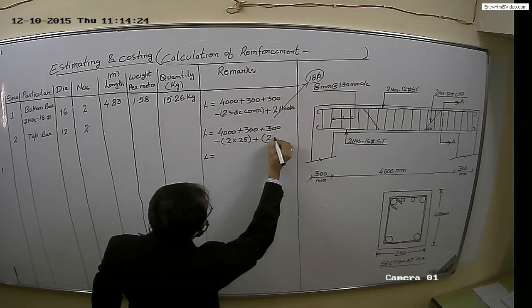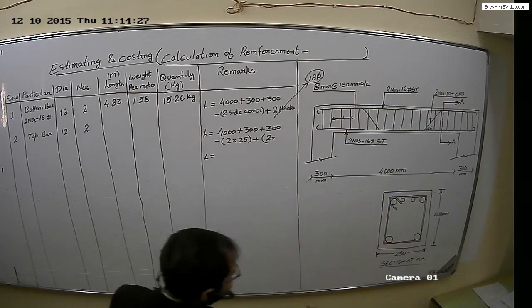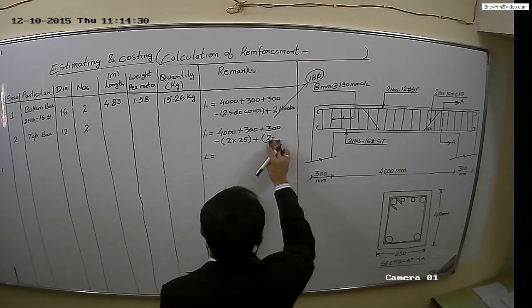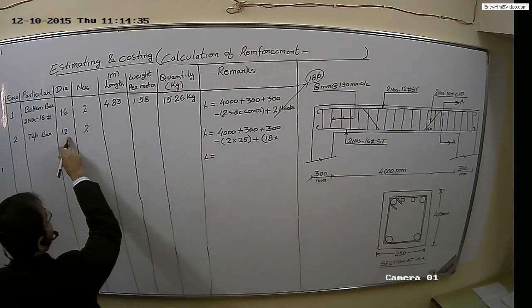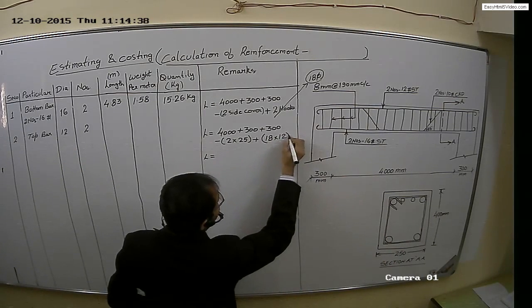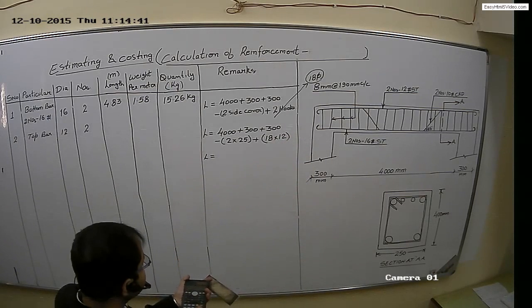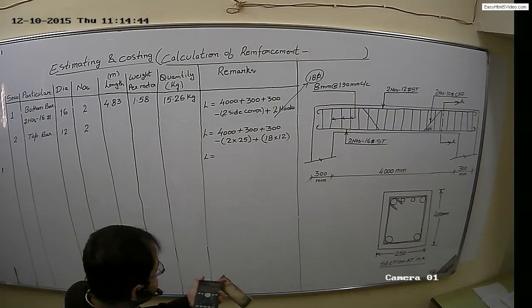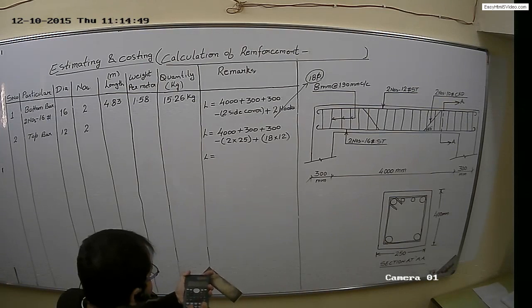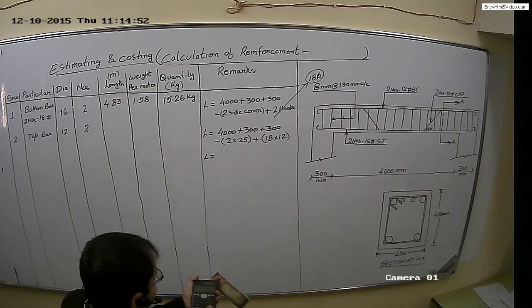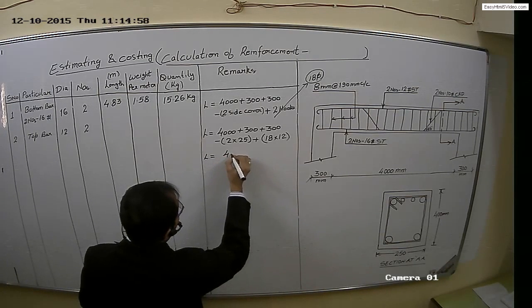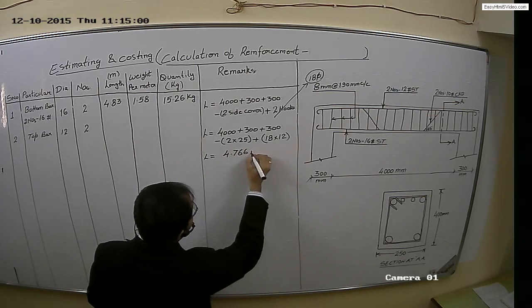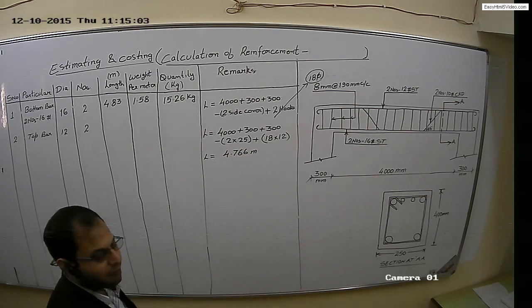Now 2 is constant. The value of hook will be 18.5 phi. So we will write here 18 into 5 will be, this time, 12 mm. So 12. On calculating this, 4000 plus 300 plus 300 minus 2 into 25 plus 18 into 12, you will get 4.766, 4.766 meter after converting from mm.